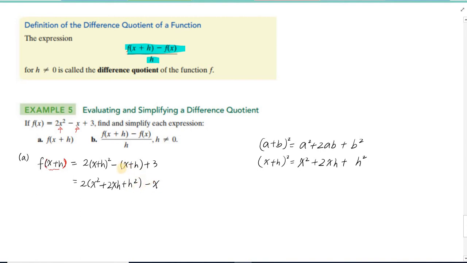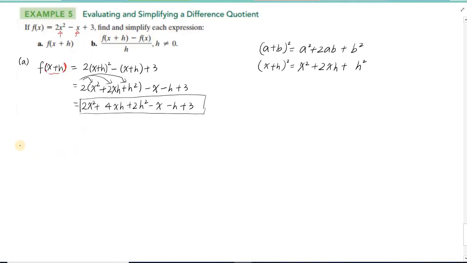minus x. I'm taking this parenthesis off. That will be minus h plus 3. Once we have this, I'm going to do a distribution. Okay, once we have this, we're going to check if we can simplify further. I don't have any like terms, so that is my solution for my part A.